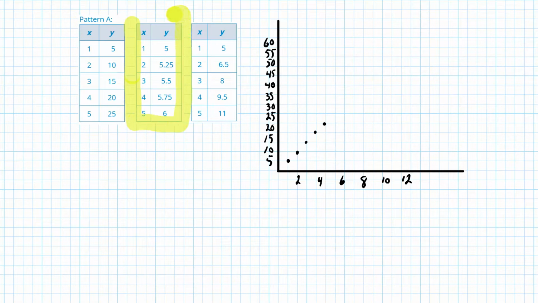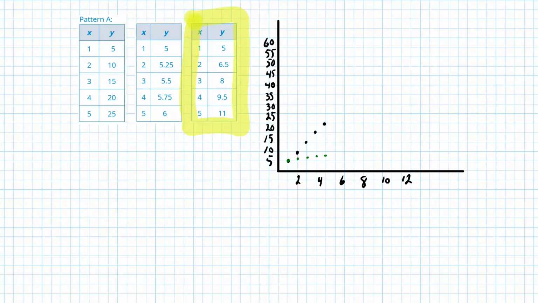Now look at the second set of data. This one is 1, 5 again, so it's the same starting point there. 2, 5 1/4, and then over 2 up 5 1/4 is just a little bit higher. Then over 3 up 5 1/2 is a little bit higher than that. This is going to be very hard with this scale on here. 4, 5 3/4, and 5 goes all the way up to 6. I don't think my graph is very accurate there.